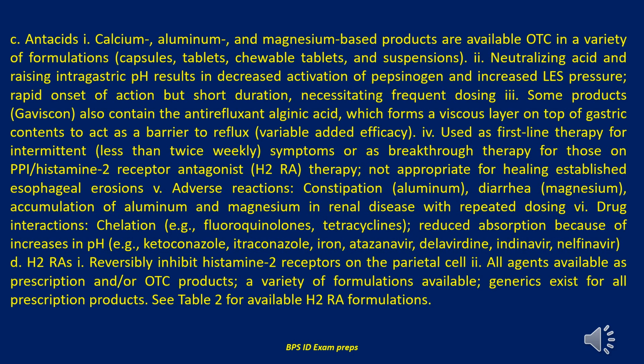2. Neutralizing acid and raising intragastric pH results in decreased activation of pepsinogen and increased LES pressure. It has a rapid onset of action but short duration of action, necessitating frequent dosing. 3. Some products, e.g. Gaviscon, also contain the anti-refluxant alginic acid, which forms a viscous layer on top of gastric contents to act as a barrier to reflux. It has variable added efficacy.